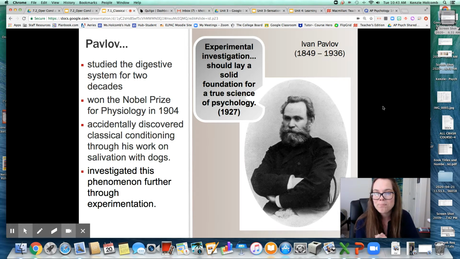And he won the Nobel Prize for Physiology in 1904, and he accidentally discovered classical conditioning through his work with salivation. So he worked with dogs' saliva and their salivation reflex, and he realized that with constant conditioning of 2 stimuli, conditioned responses are formed, which is where we're going to learn our lingo. So he just stumbled across it.